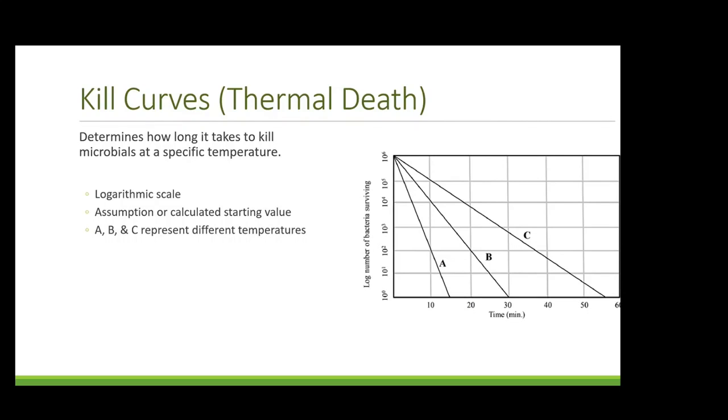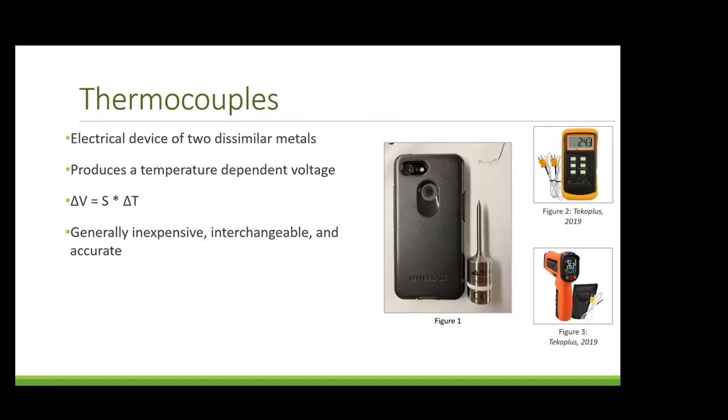As a side note, because we are using steam for the sterilization process, these kill curves are referred to as thermal death curves. One of the ways that we measure sterility is through temperature, and we measure temperature with thermocouples. A thermocouple is an electrical device consisting of two dissimilar metals. Dissimilar conducting metals naturally generate a voltage that's dependent on temperature. This is known as the Seebeck or the thermoelectric effect.